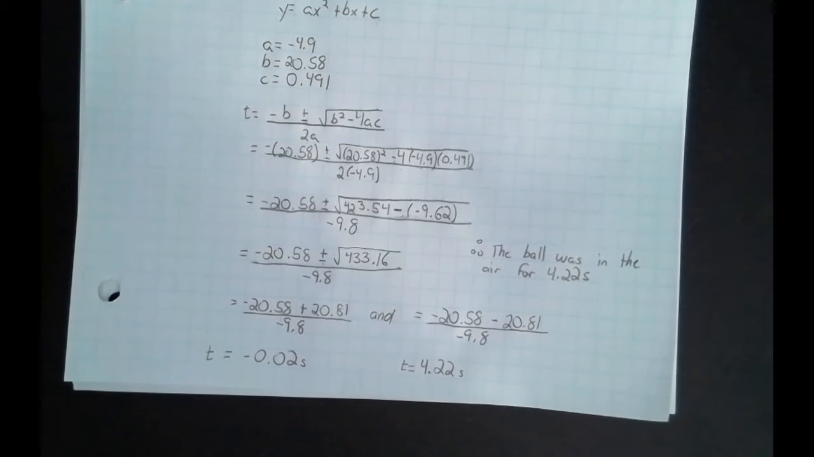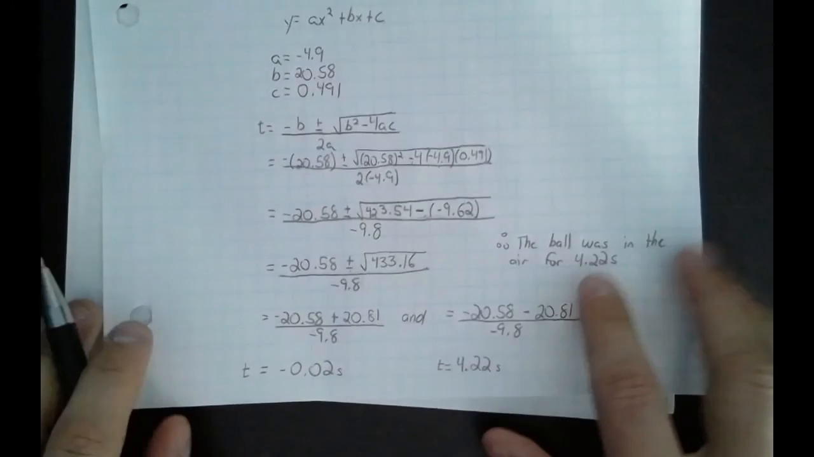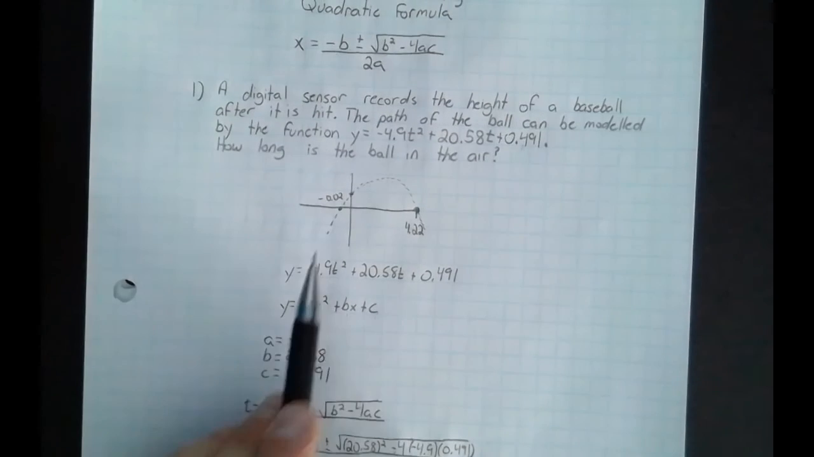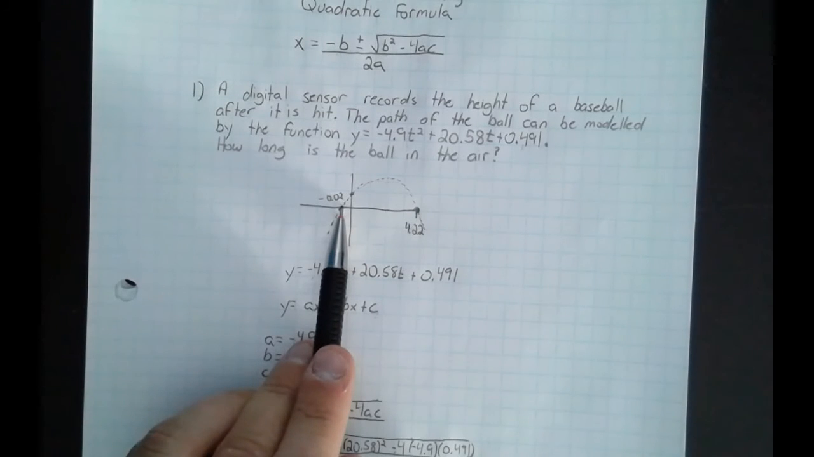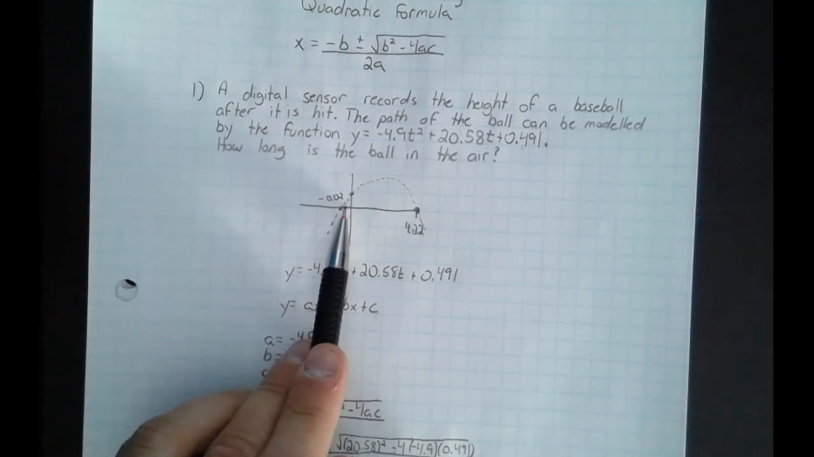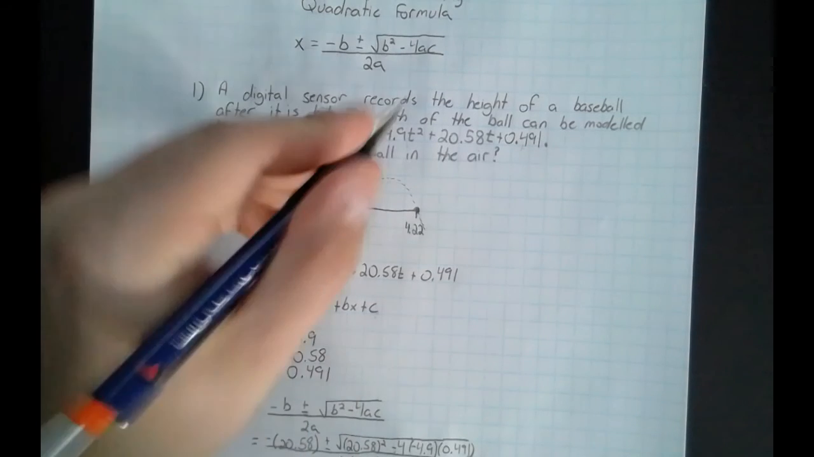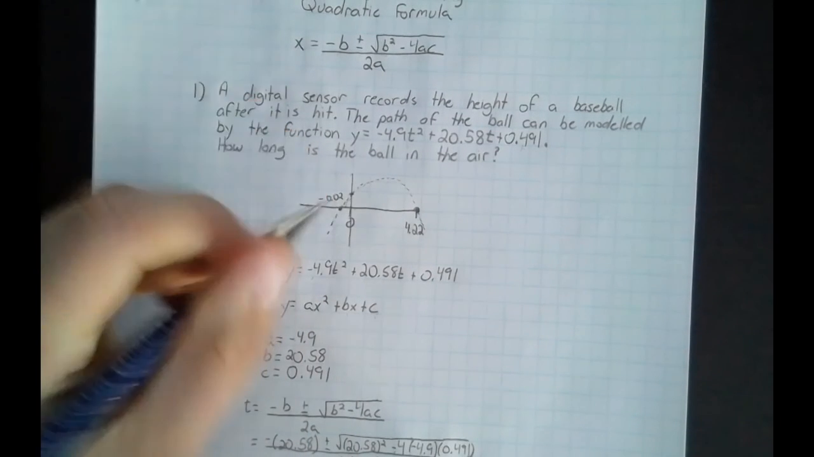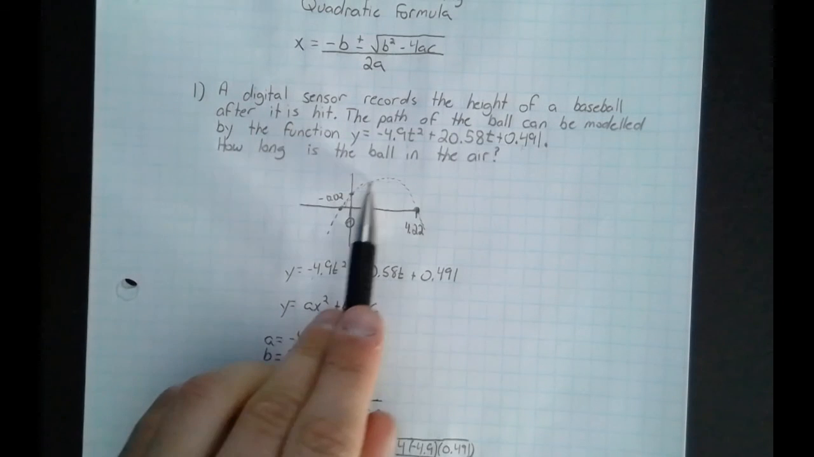Some of you might be asking why we don't incorporate this negative 0.02 seconds. Well, that's because we can't, in theory, have a negative time. So the negative 0.02 just tells us where the zero is, but in the context of our question, it's irrelevant because we cannot have a negative time. So we start at time 0, and we know that from time 0 to time 4.22, the ball is in the air.